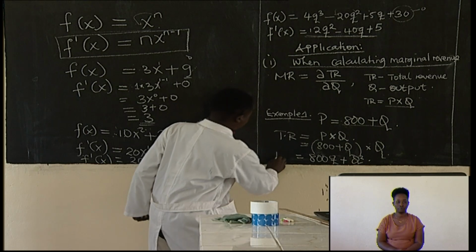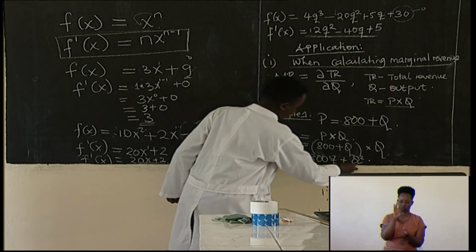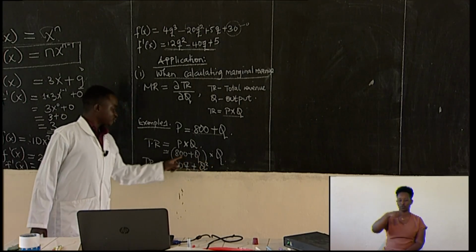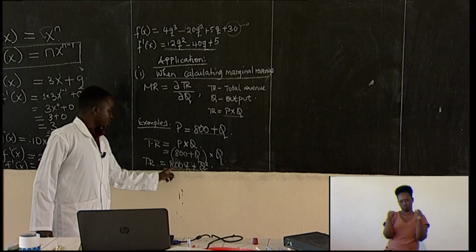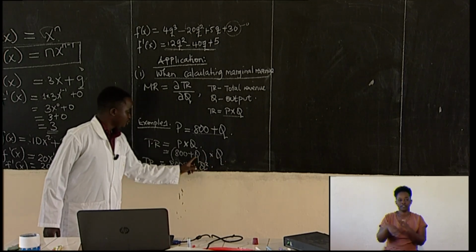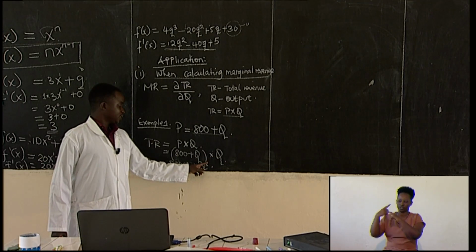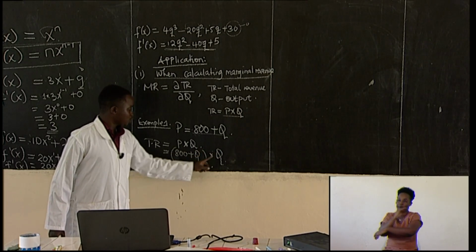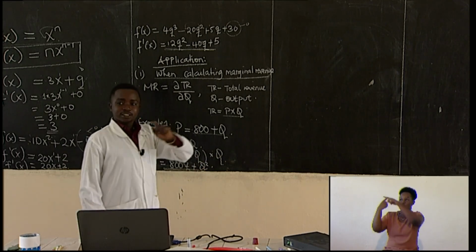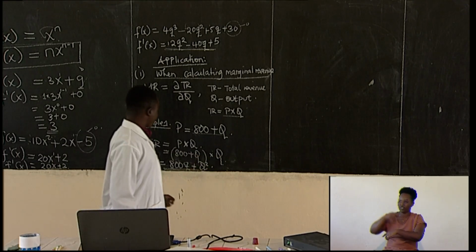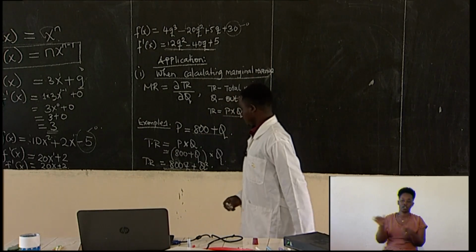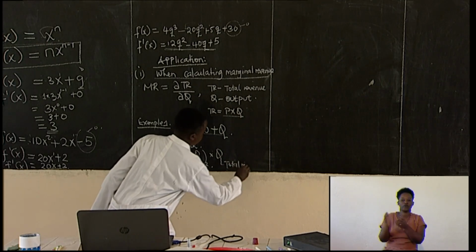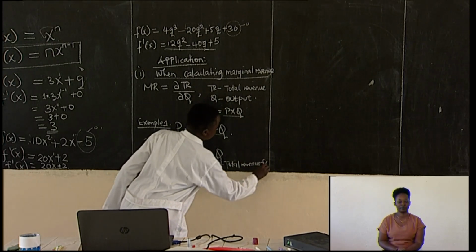So this is our total revenue function. This Q must be multiplied throughout the whole bracket. Q times 800 is 800Q, then Q times Q you get Q squared. Where does the square come from? This is a power 1, a power 1. And remember, when you are multiplying numbers of the same base, you add the powers, you add the indices. That is where the 2 is coming from. So this is our total revenue function.